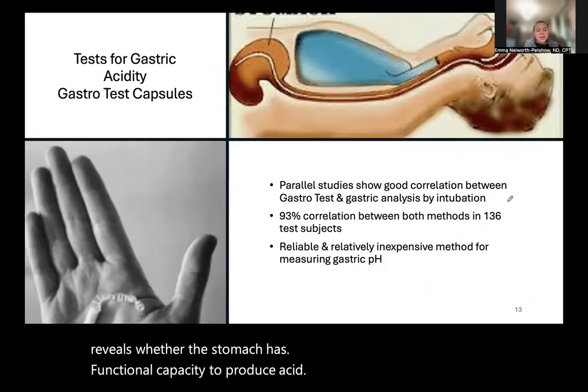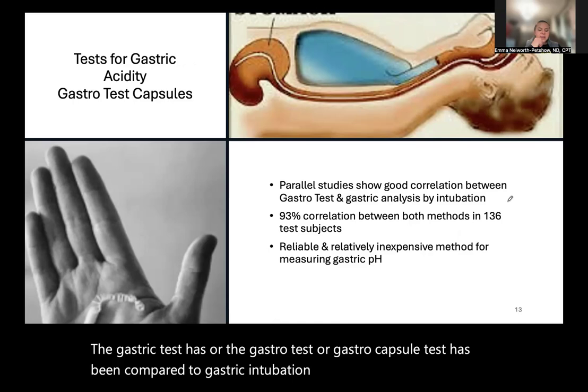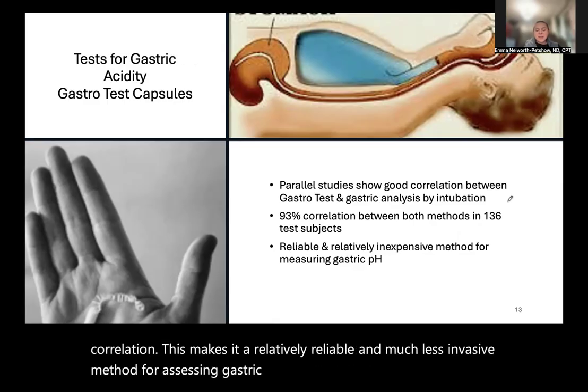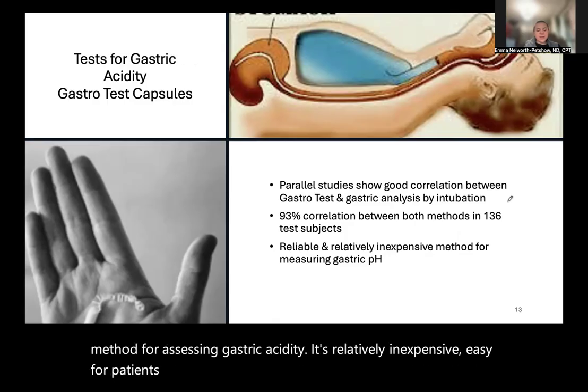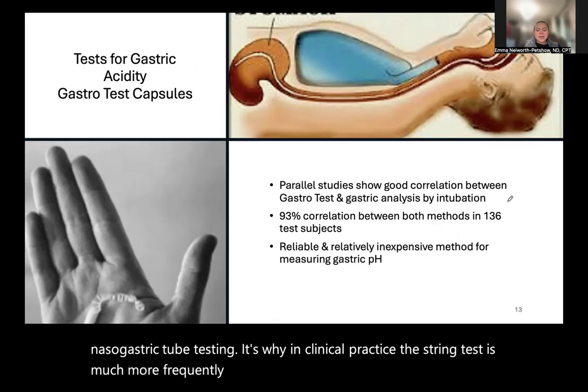The Gastro test or gastrocapsule test has been compared to gastric intubation and demonstrates a 93% correlation. This makes it a relatively reliable and much less invasive method for assessing gastric acidity. It's relatively inexpensive, easy for patients, and avoids the discomfort and clinical risk of nasogastric tube testing. It's why in clinical practice the string test is much more frequently used than gastric analysis by tube placement.